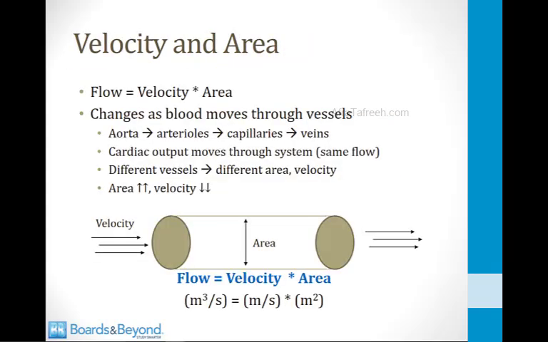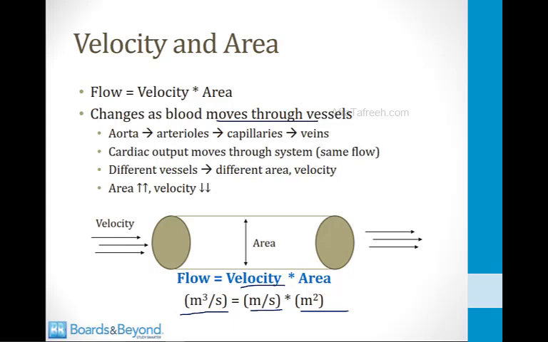Now let's go back to that geometric equation I described at the beginning of this video that relates velocity and area to flow rate. Like I talked about before, flow rate in meters cubed per second is equal to velocity in meters per second times area in meters squared. And it turns out that area and velocity change as blood moves through different types of vessels.